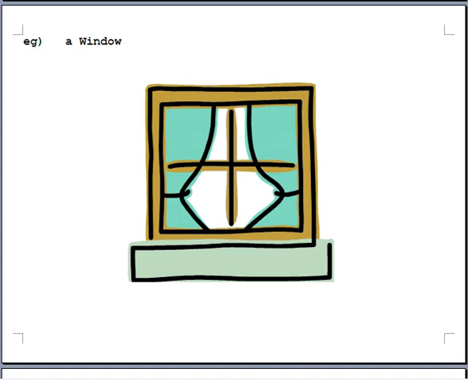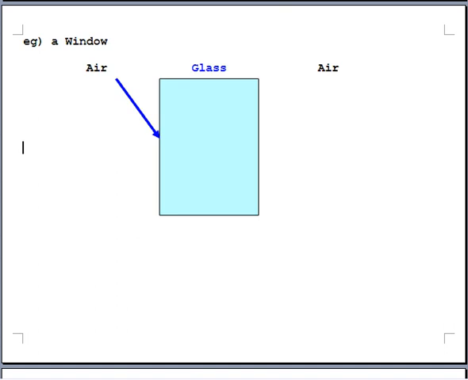So let's think about a window. Because when you stare at something through a window, you have light bouncing off of that object, traveling through the air. The light is going to bend when it hits the glass, and then it goes back into the air before it gets to your eye. So it's actually going to bend 2 different times. So let's think about this.